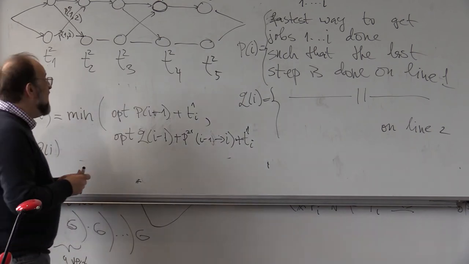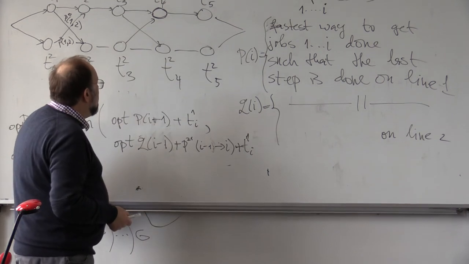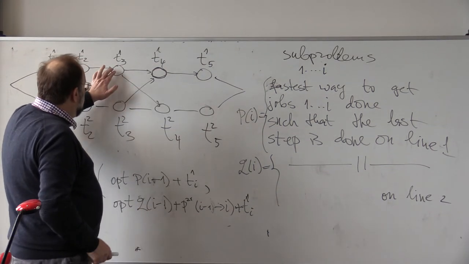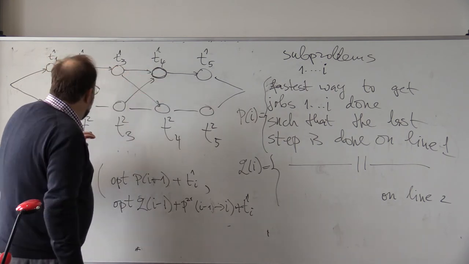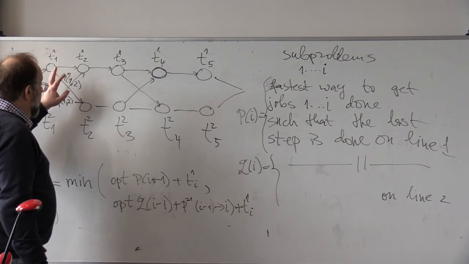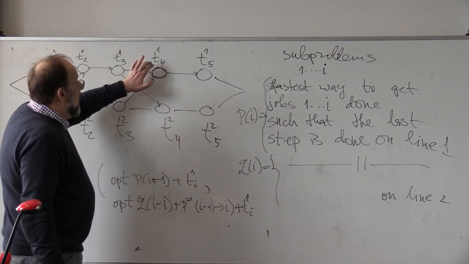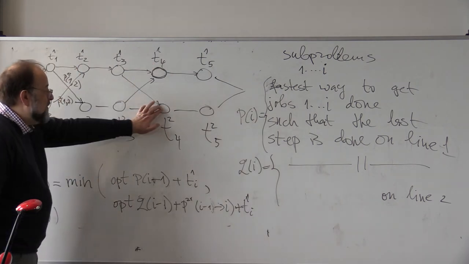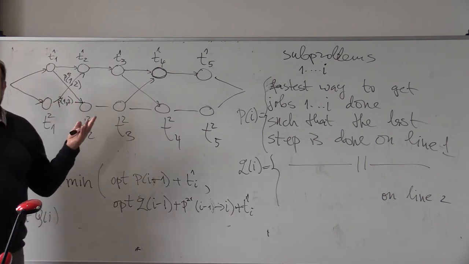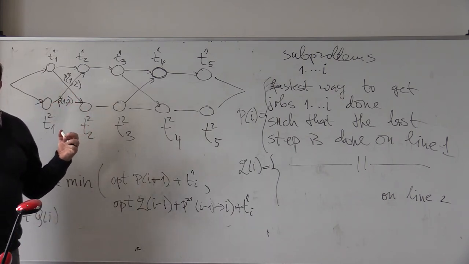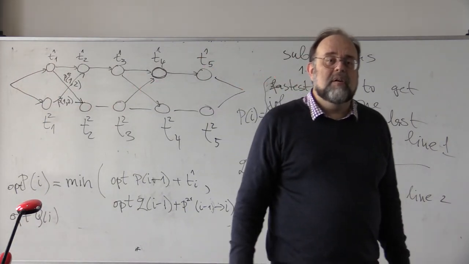So for each of the two workstations, you see what's better: doing the first three jobs here and then proceeding immediately here, or doing the first three jobs in a way that finishes here, transporting, and then doing again here, and the same for the other one. So this is essentially the Viterbi algorithm. This is why this is important. Back to speech recognition.